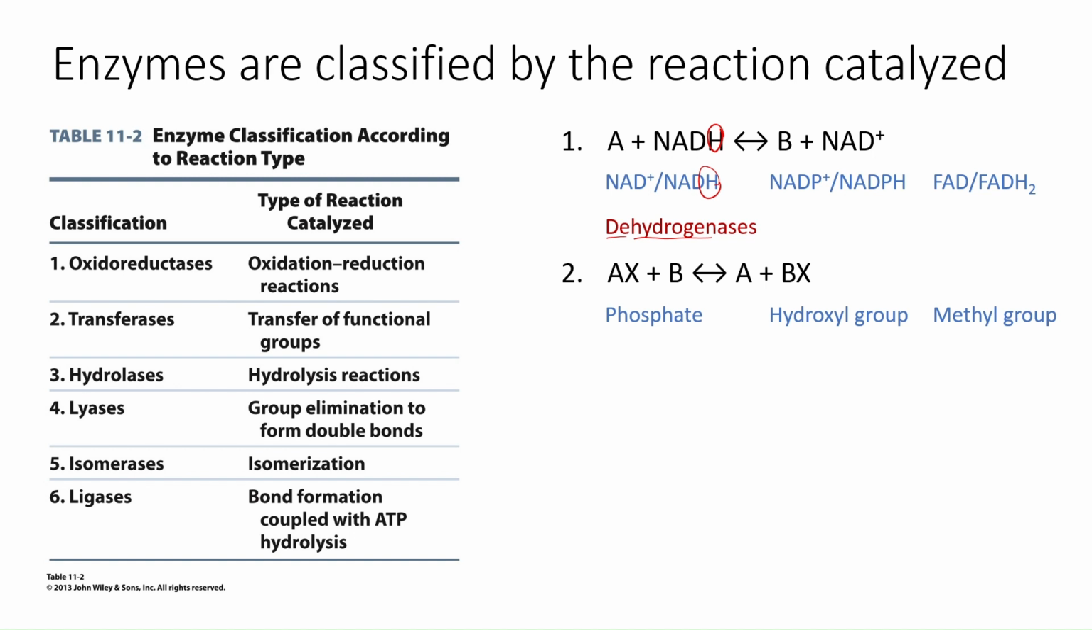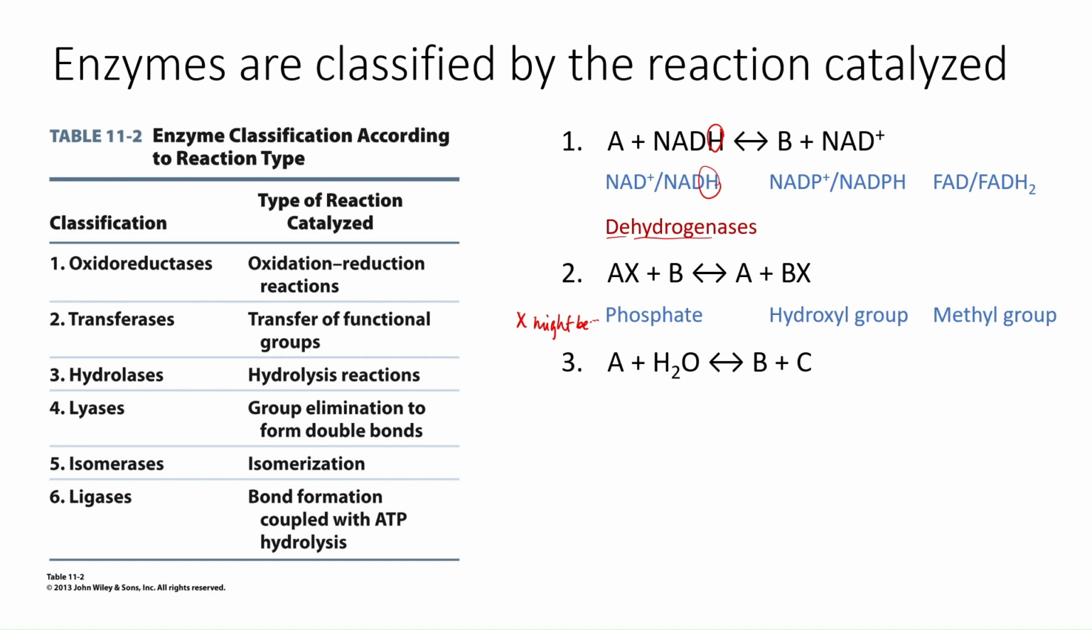And what might X be? Here are a few examples. X could be a phosphate group, it could be a hydroxyl group, it could be a methyl group. These are three really common groups that we see transferred from one molecule to another.